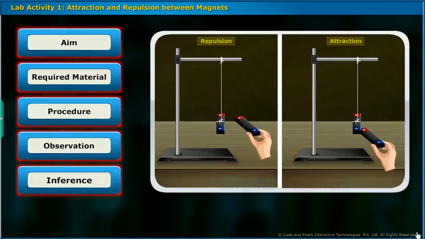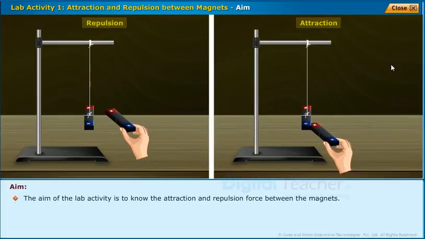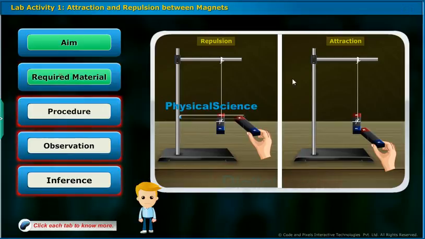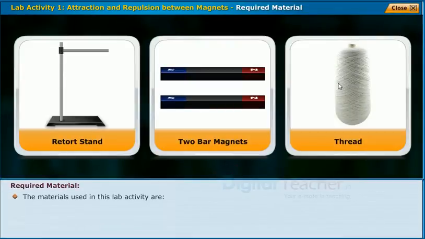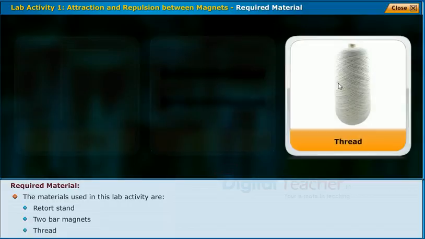Let us do a lab activity to know the attraction and repulsion between magnets. Click each tab to know more. The aim of the lab activity is to know the attraction and repulsion force between the magnets. The materials used in this lab activity are a retort stand, two bar magnets, and thread.